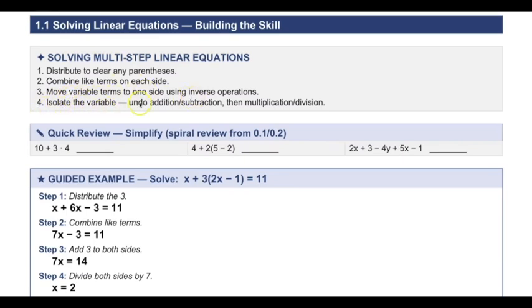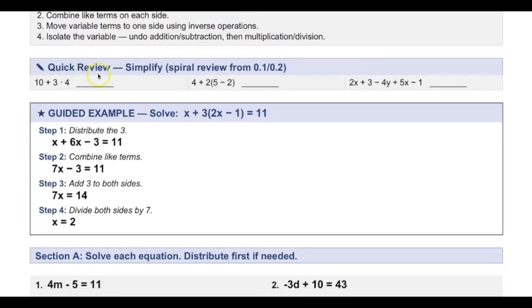Then we isolate the variable and undo addition and subtraction, then multiplication and division. So that's the process: distribute, combine like terms, move the variable to get it by itself, and then isolate that variable. Before we do anything else, let's do a quick review of order of operations. So I remember PEMDAS.